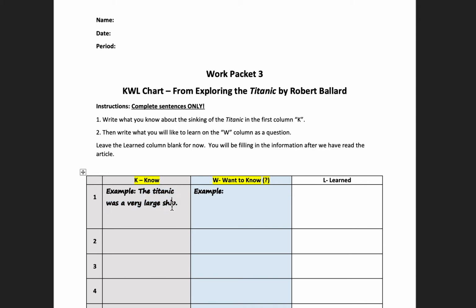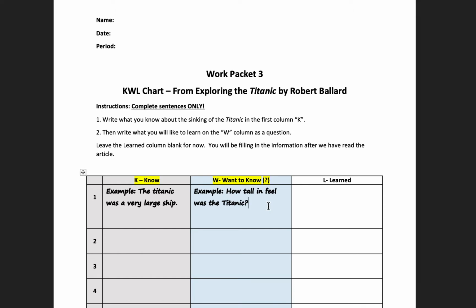Okay. So after I fill out the know part, I'm going to go ahead and fill out the W part. What do I want to know? So keep in mind that this has to relate to whatever you wrote for this. Okay, for this part. So I know it was a big ship, but do I know how tall it was? How many feet it was in height? So no, I don't know. I'm going to go ahead and put that as my W for number 1. How tall in feet was the Titanic? Now keep in mind that I am writing this part as a question.